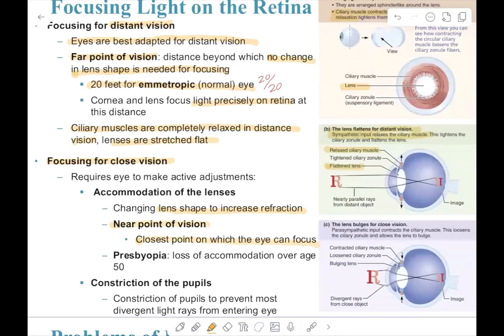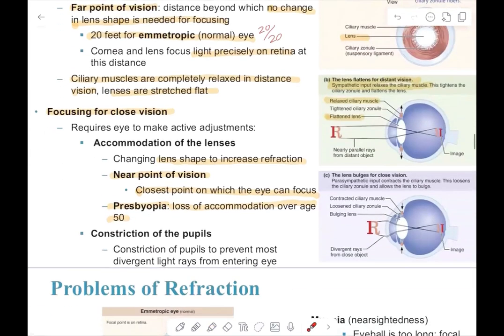You'll notice an older person is going to hold a piece of paper or the newspaper or an iPad nowadays further and further in the distance to read something. So that's a loss of accommodation that occurs. It's usually over the age of 50, sometimes it's earlier, and it's called presbyopia. So normal eyes would be emmetropia. Presbyopia is a loss of accommodation.